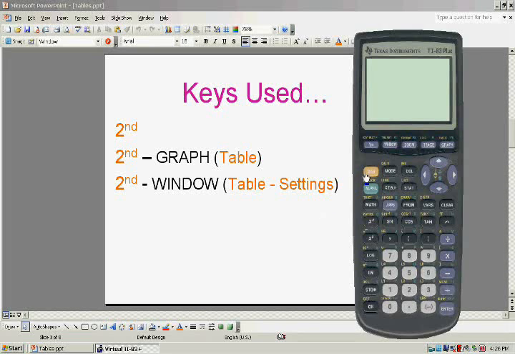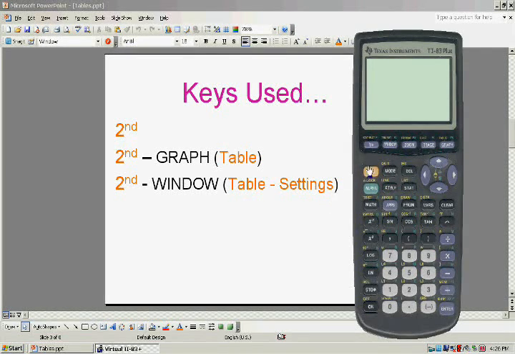Here's the second key. And how would I hit second and remember where the graph key is? Don't hit them at the same time. Hit the second, let up, and then hit graph. And as you can see, it's a little cheat sheet up here. It tells you that that is table. It is the same color as the second key to tell you that.